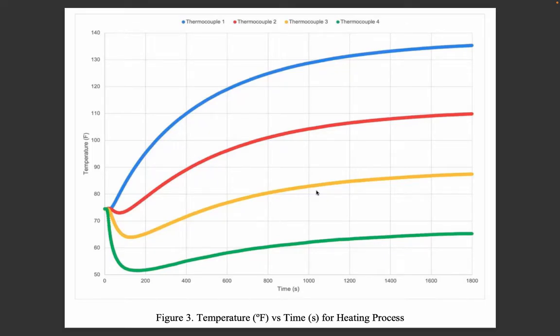Hello class, this is the lecture on the heat transfer experiment data analysis. You should know how to perform this analysis for something like the final.